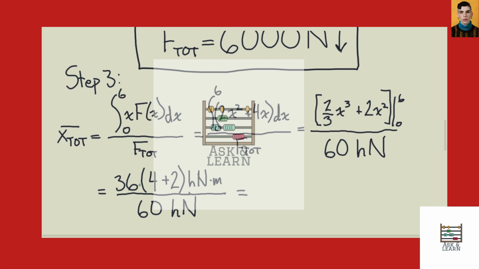Plugging in the numbers here, fortunately, we only have to concern ourselves with the upper boundary, which is 6. The 0 for the lower boundary equates to 0, since all of these have x variables. And this can be written as 36 times 4 plus 2 hectonewton meters divided by the total load of 60 hectonewtons. That turns out to be 3.6 meters for the centroid of the total load.